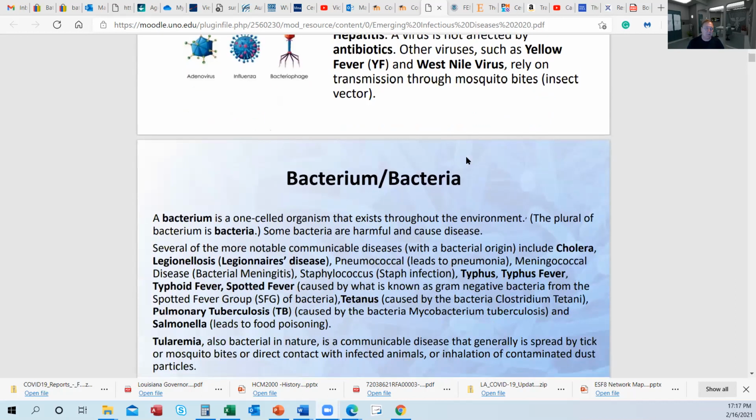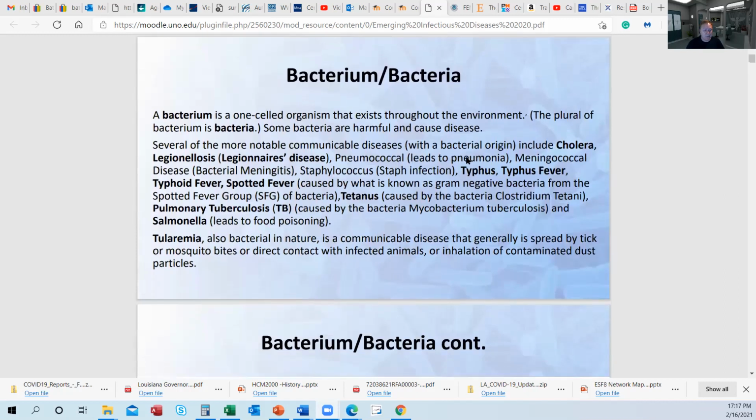And just understand that we have lots of antibiotics that allow us to treat people with some type of bacterial infection. And there are several more notable communicable diseases that are bacterial in nature: cholera, Legionnaire's disease, typhoid, tetanus, TB. Again, because we have lots of very effective treatments for bacterial infections, as long as we catch it early, in most cases, and as long as the body has a robust immune system, we can use antibiotics and treat patients effectively and clear up the problem and move on.